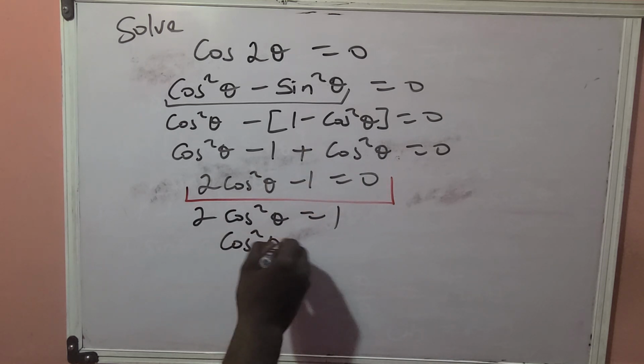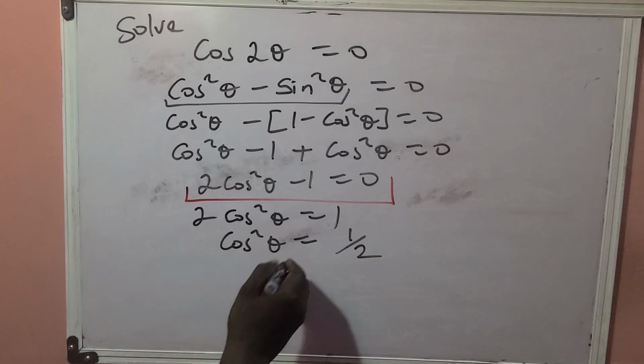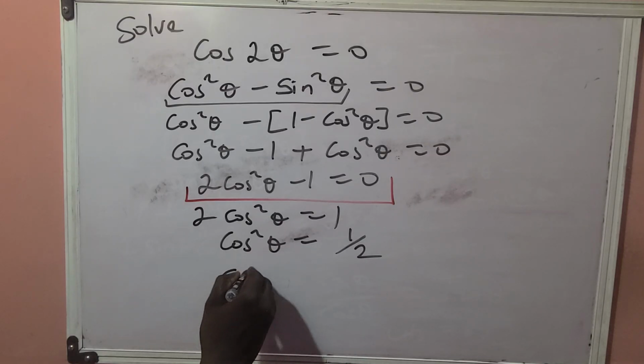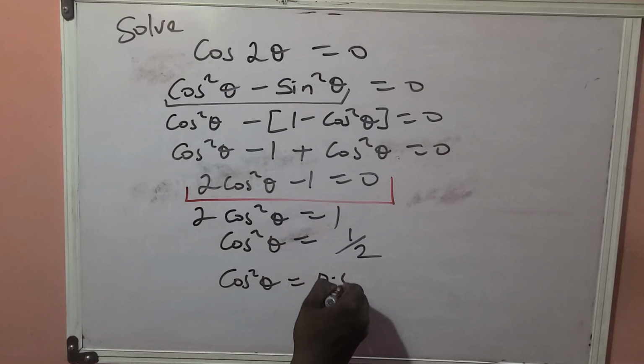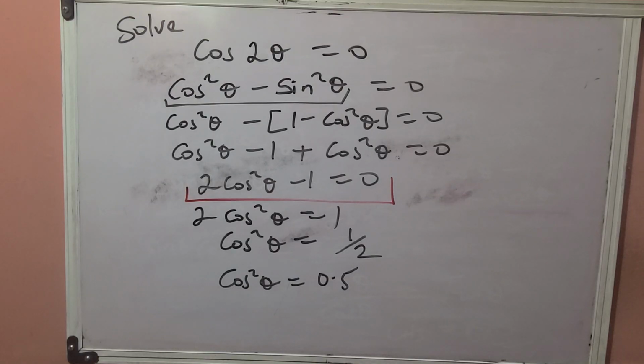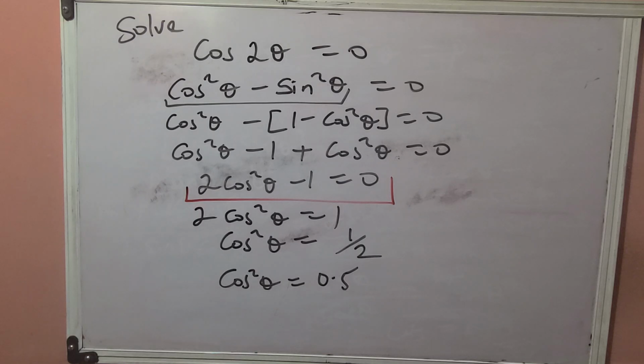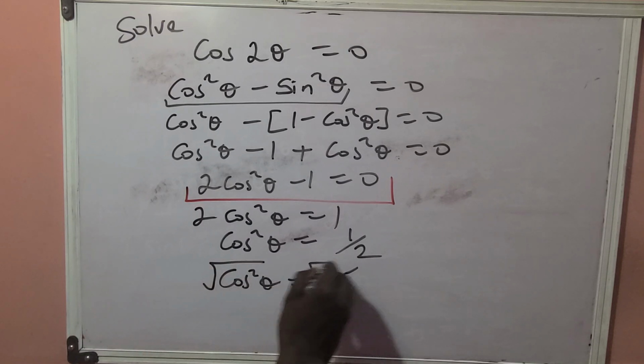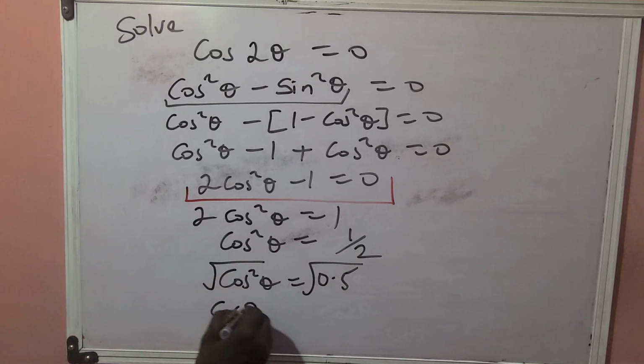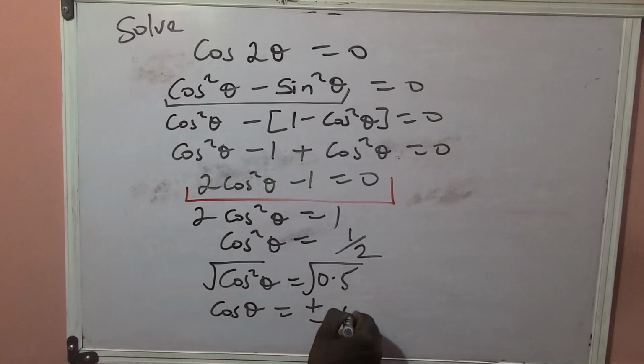So we have cos squared theta will be 1 over 2. That means we can say cos squared theta will be 0.5. So in this case now, for you to solve this, you have to take the square root of both sides. If you take the square root of both sides, obviously you'll be left with cos theta here, and you'll be left with plus or minus the square root of 0.5, which is 0.7071.